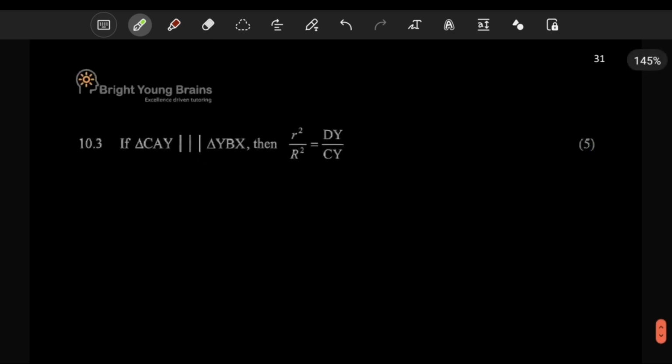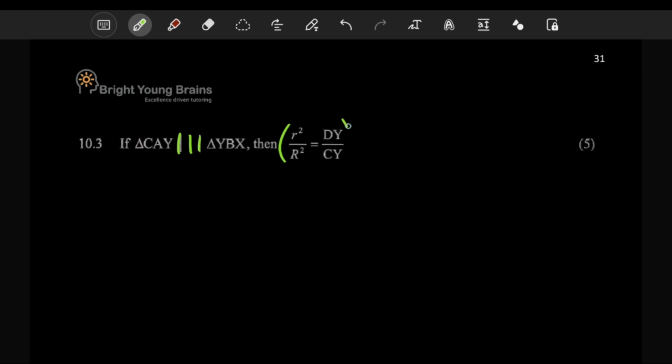This is a 5-mark question. They said if anything starts with "if", it means that they've already given you that information. So don't fight it, don't prove it, just use it. They said triangle CAY is similar to triangle YBX. Yeah, they are similar. If these are similar, then this is equal to that.